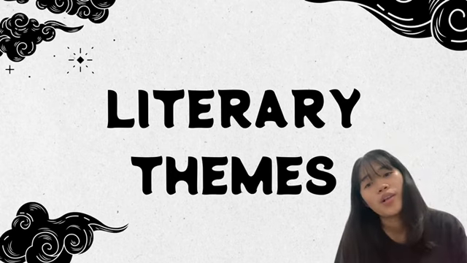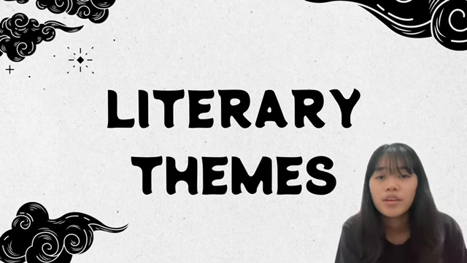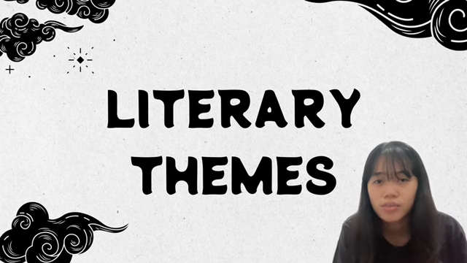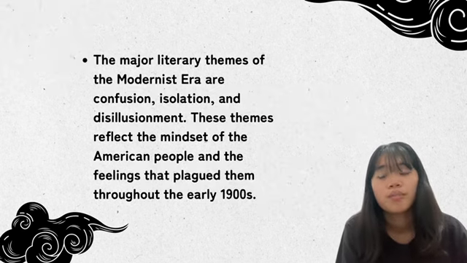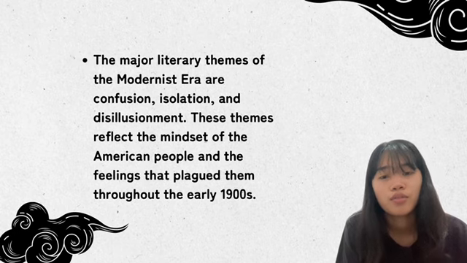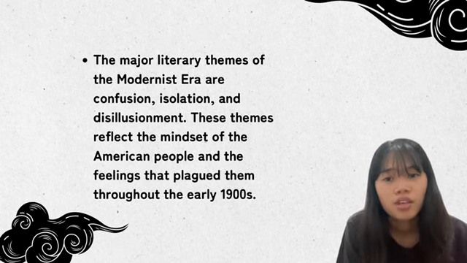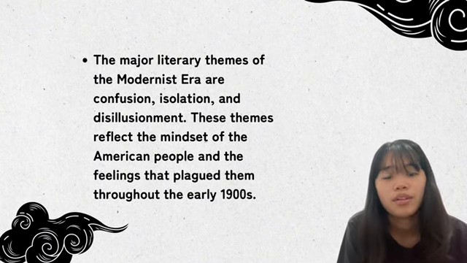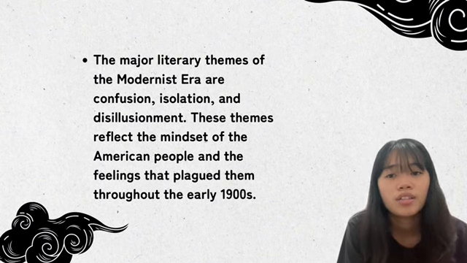So good day everyone. I'm here to discuss the literary themes of the American Modernist period. So the major literary themes of the Modernist era are confusion, isolation, and disillusionment. These themes reflect the mindset of the American people and the feelings that plagued them throughout the early 1900s.